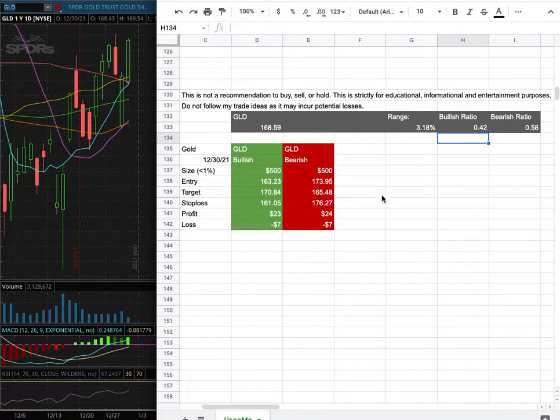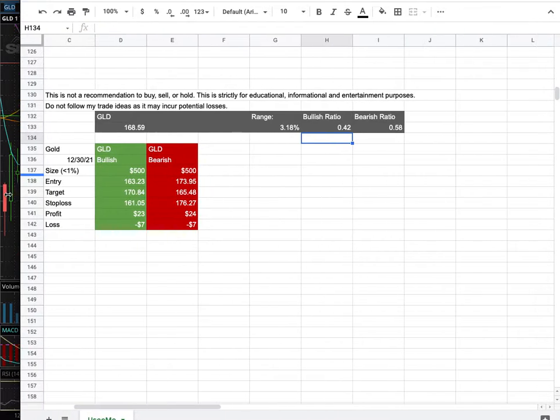However, if I were to open a short position, my entry is at $173.95. My sell target is at $165.48. My stop loss is at $176.27. So whichever entry price were to hit first, that'll be my position of the week.